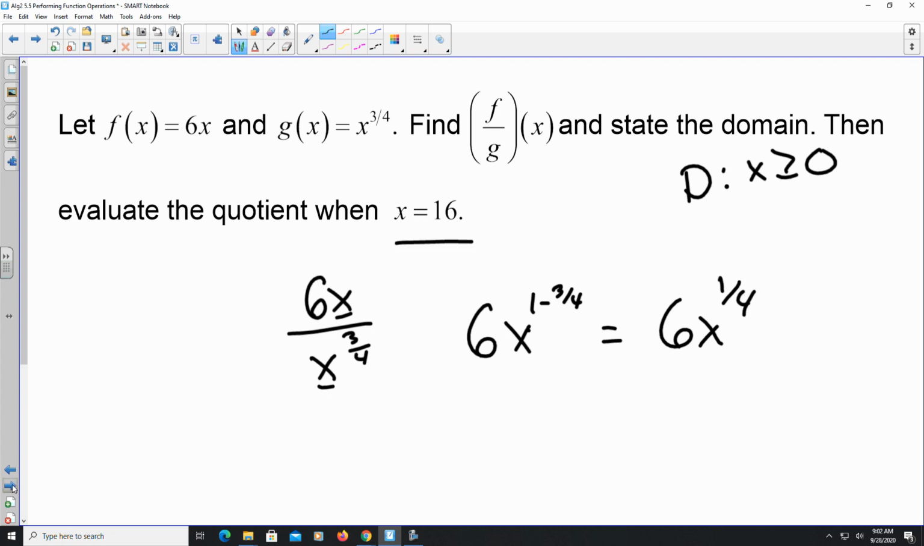And then they're asking what it is when x is 16, so I got 6 times 16 to the 1/4 power. 16 to the 1/4 is 2. 2 times 6 is 12.